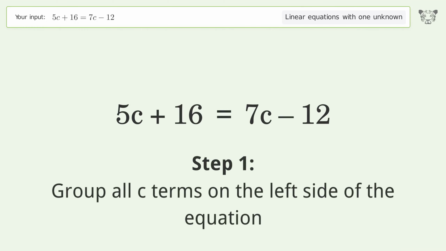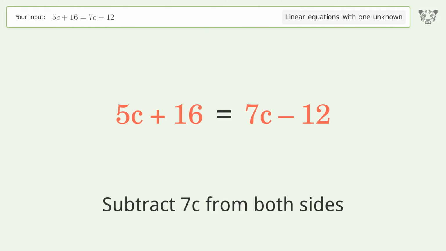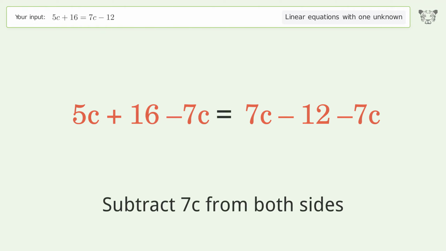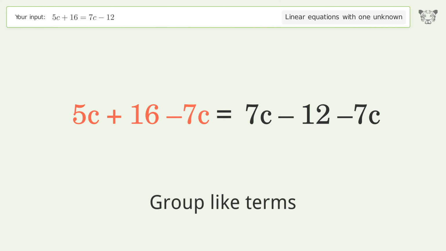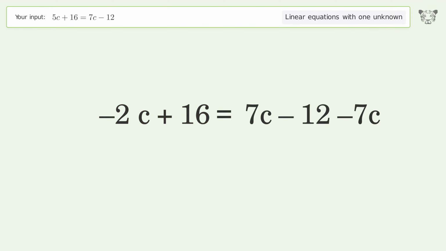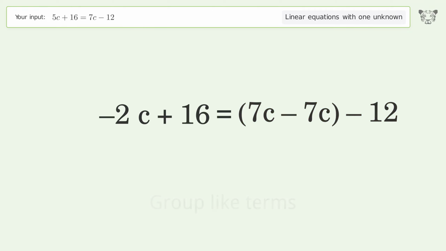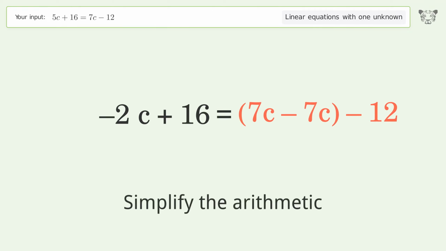Group all c terms on the left side of the equation. Subtract 7c from both sides. Group like terms. Simplify the arithmetic. Group like terms. Simplify the arithmetic.